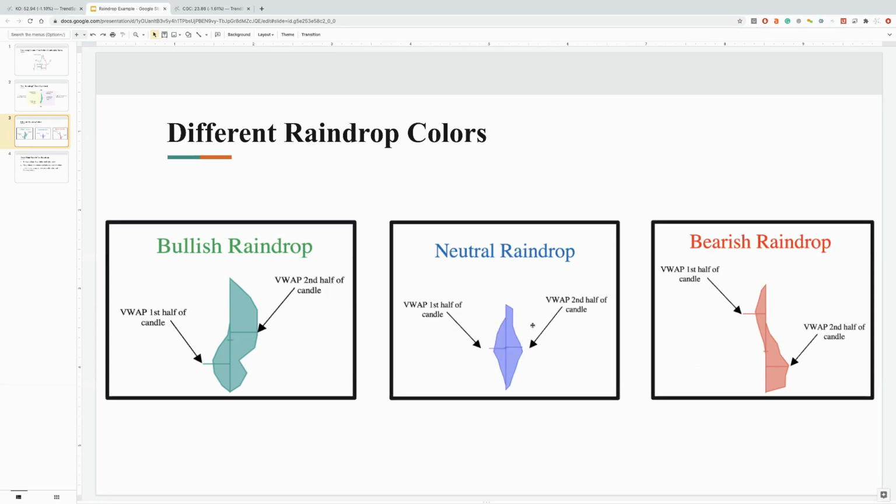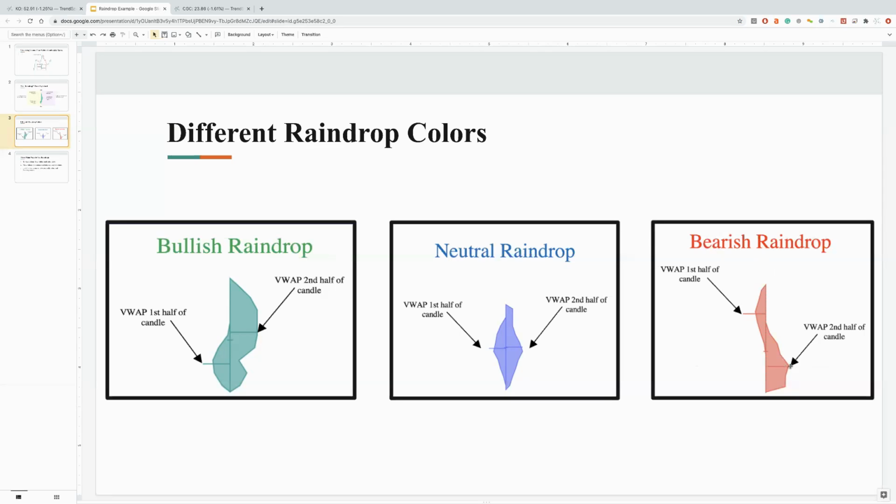And this is really useful when you're looking at setups that have had a really big move up or a really big move down. And especially if you have 2 of these in a row, the chances of a reversal are pretty high. And I'll go over a couple of examples of this on both the bullish side and the bearish side. The bearish raindrop is just the opposite of the bullish raindrop.